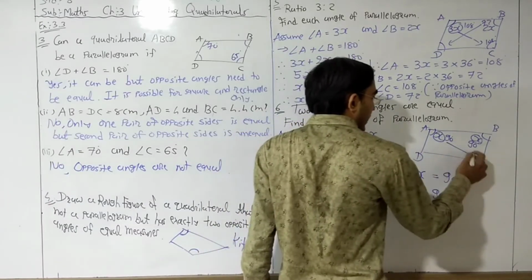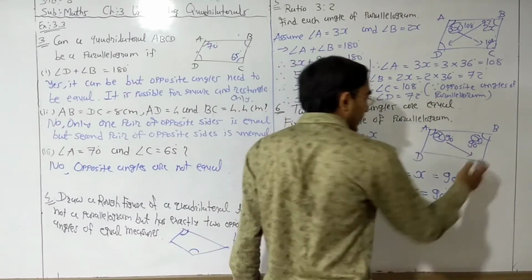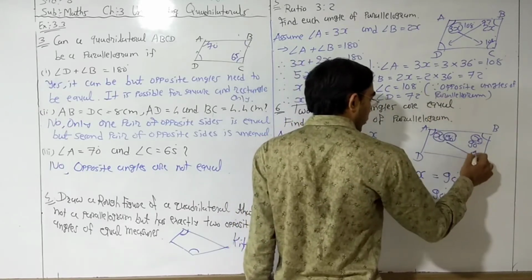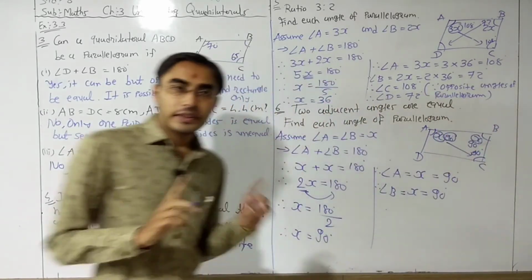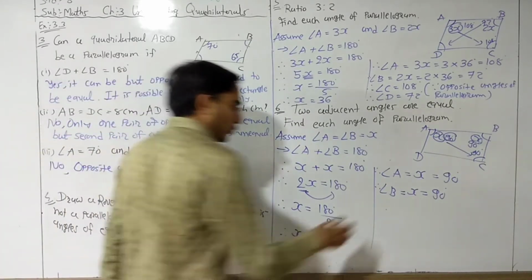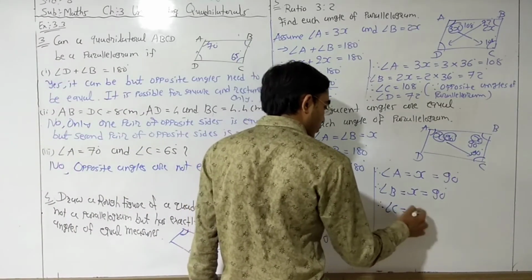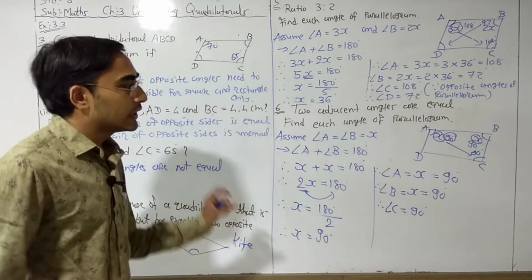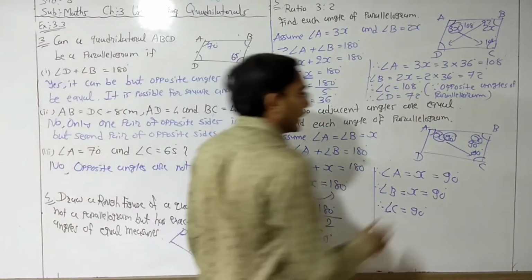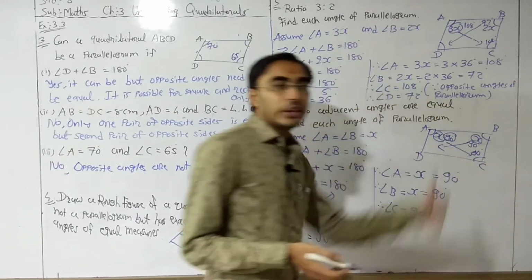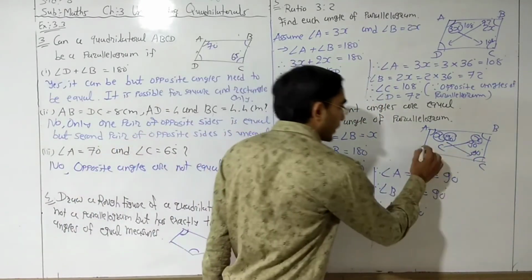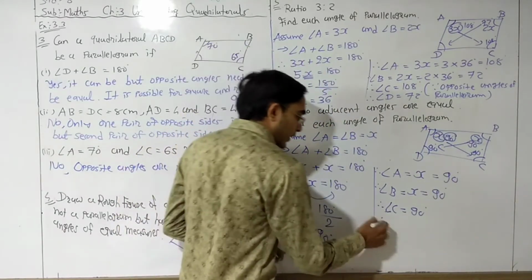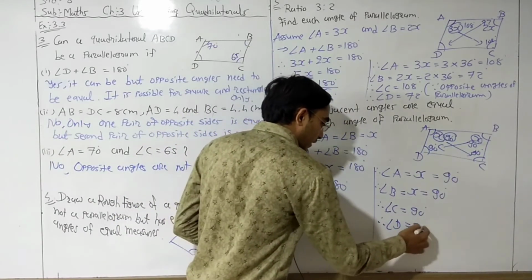Right? Angle C is opposite to angle A. Opposite angles are equal. Angle A is equal to 90 degrees, so angle C is equal to 90 degrees. Similarly for angle D. Angle D is exactly opposite to angle B. Angle B is 90 degrees. So same way we can find angle D is equal to 90 degrees.